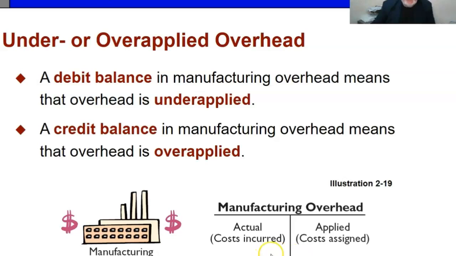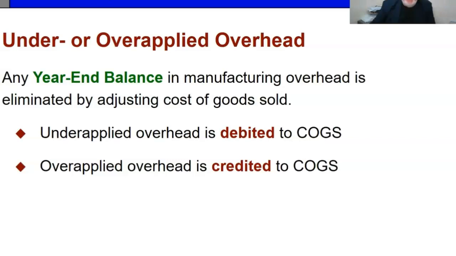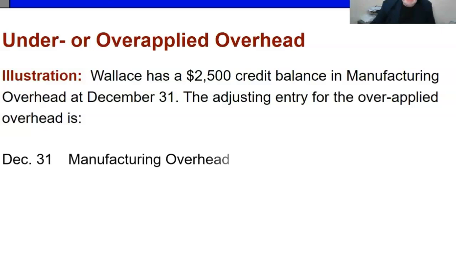So I must determine if I was underapplied or overapplied. And if I'm underapplied, that means the cost of goods sold is too low, so I must debit it. If I overapply, that means the cost of goods sold is too high, so I must credit it. Here's a quick illustration. Manufacturing overhead, cost of goods sold.